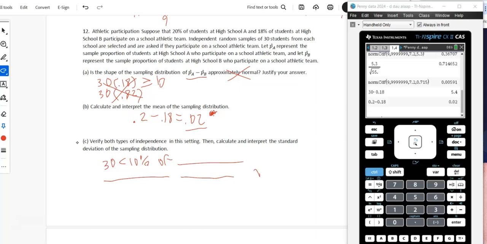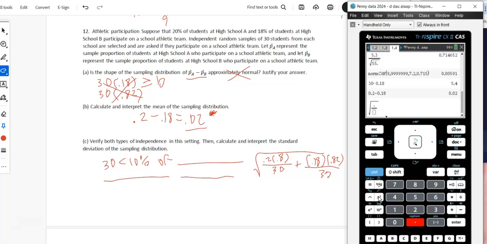So the standard deviation is going to be the square root of pq, so 0.2 times 0.8 over 30, I believe, plus 0.18 times 0.82 all over 30. So let's type that in. Square root of 0.2 times 0.8 all over 30 plus 0.18 times 0.82 all over 30 is 0.101.